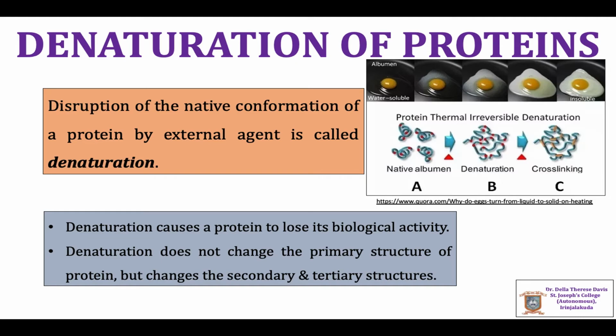The disruption of the native conformation of a protein by an external agent is called denaturation. Denaturation causes a protein to lose its biological activity. It changes the secondary and tertiary structures of the protein. The primary structure of the protein is not changed by denaturation, but the secondary and tertiary structures are disturbed by denaturation.